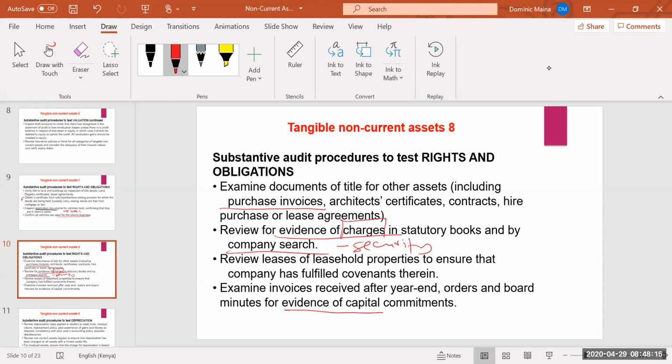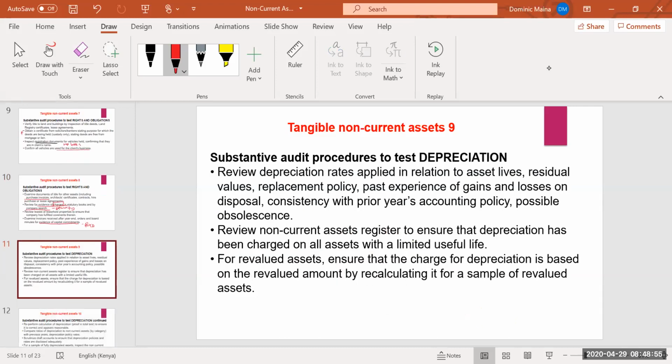This is going to apply more when we discuss intangibles, more towards research and development, where capital commitments actually make more sense than even in the case of tangible assets. And that's on the rights and obligations. So simply trying to prove that the company should recognize the assets in the company's books. That's on the rights and obligations. Hope it's all clear. If not, don't forget to let me know.